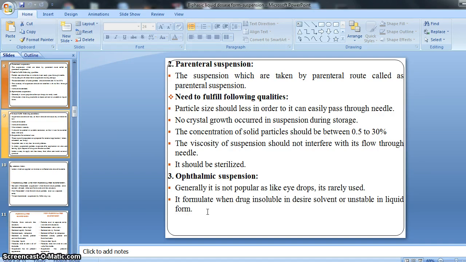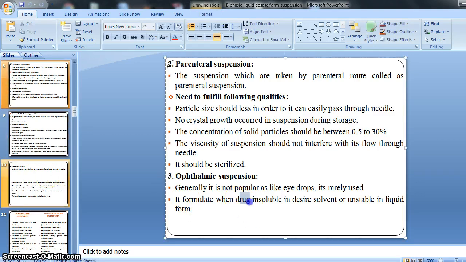If our drug is insoluble in our desired solvent or desired vehicle, or the particular drug is not stable in a liquid form, at that time we will prefer the suspension form for ophthalmic purpose, right? So due to this reason, that is the insoluble drug and instability of drug in a liquid form, we prefer the ophthalmic suspension for ophthalmic use, right?